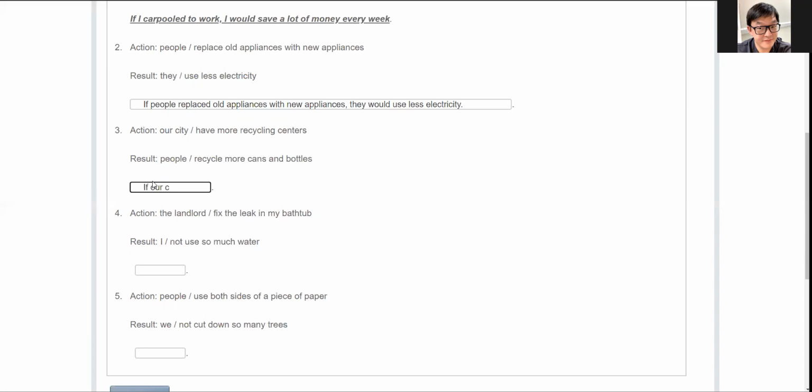If our city, past tense, had more recycling centers, comma, people would recycle more cans and bottles. Okay, good.